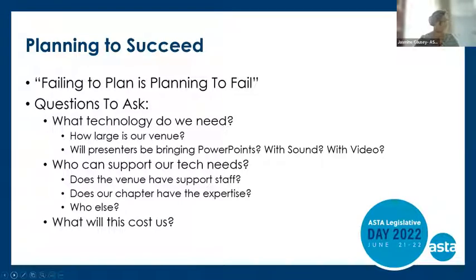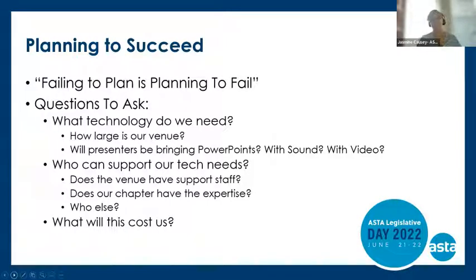Last but certainly not least, and I've mentioned it before, what will this cost us? The reason why I implore you to think about your technology costs prior to signing any contract is that, depending on what you need and what's available, different supplier partners or different hoteliers or venues are going to have different costs.